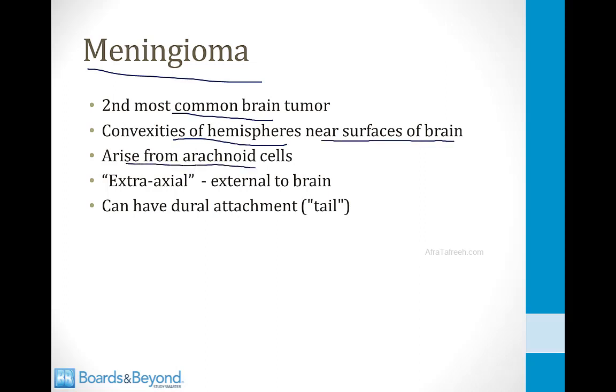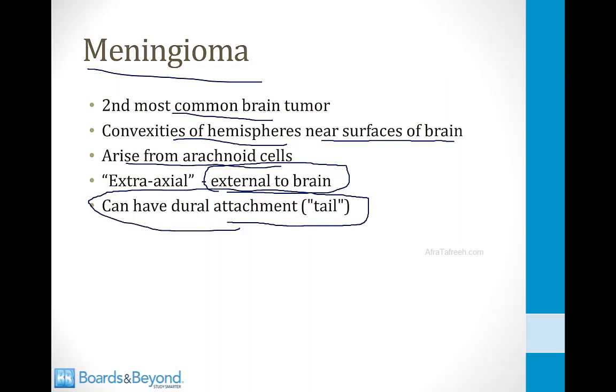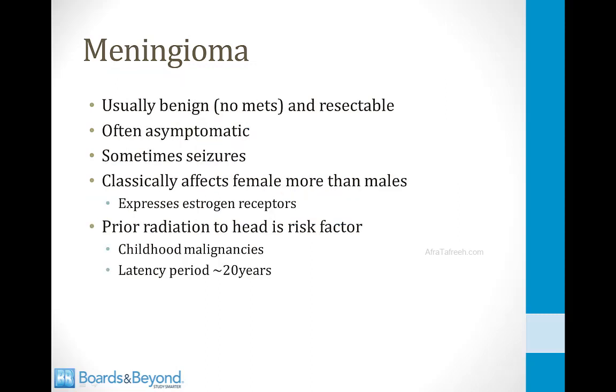They arise from arachnoid cells, and they're extra-axial, which means that they're external to the brain. These are actually not in the brain tissue itself. Because they're external to the brain, they can attach to the dura and have this tail of thickened dura from the meningioma cells. These are usually benign and don't metastasize, and they're often resectable.